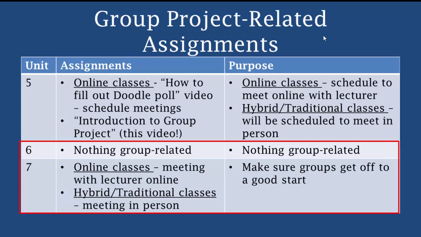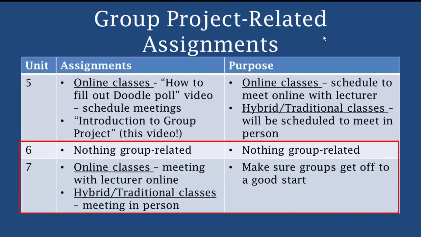Then, for Unit 6, there is nothing specific group related. If you are in my online class, this is when I start sending around the doodle poll to schedule your group for an online meeting with me. Then, in Unit 7, if you're in my online class, I meet online at the scheduled time with your group and get you all off to a good start. If you are in my hybrid class, we all meet in person in class, like I said, and I help you that way.